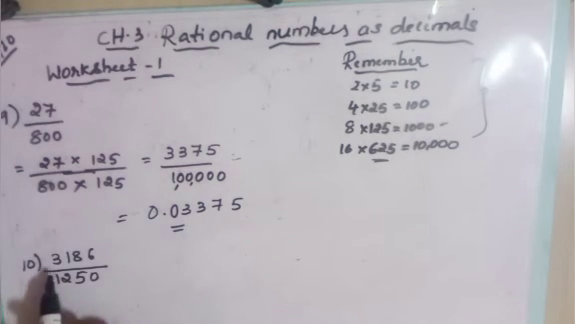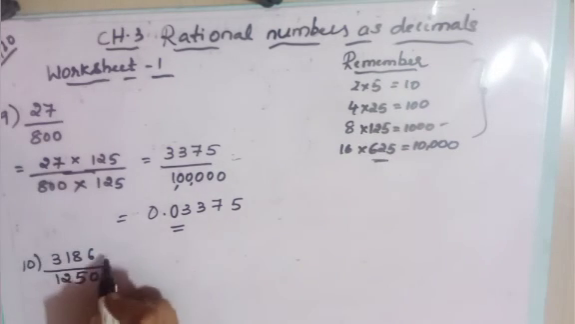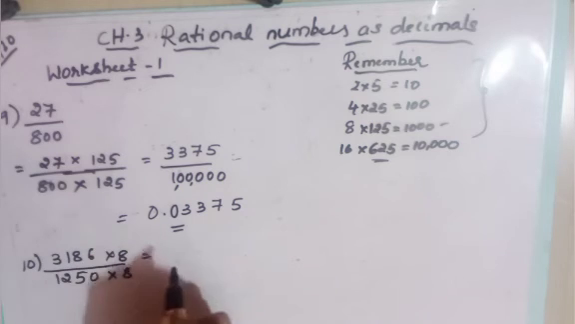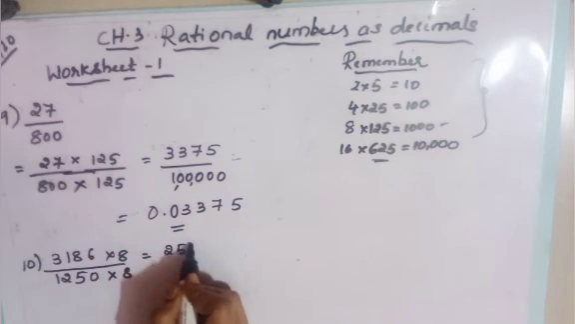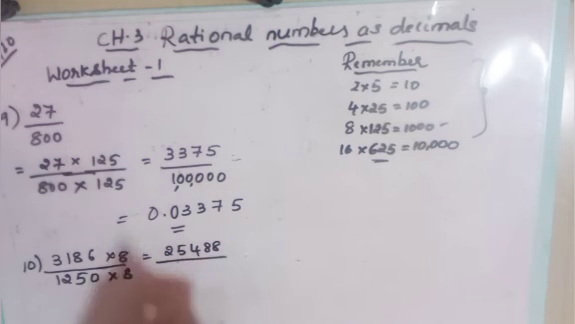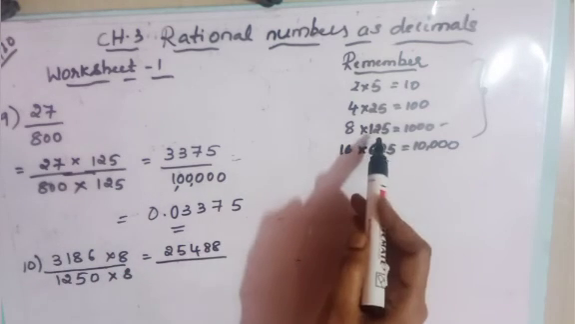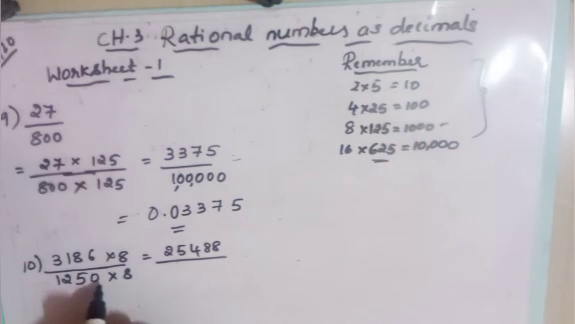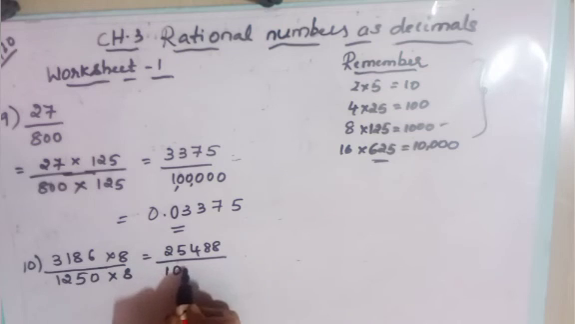Next, let us solve the next one, that is 3186 divided by 1250. So we have to convert it into the decimal form. See here, for 125 we have to multiply with 8. So multiply numerator and denominator with 8. When we multiply 3186 into 8, we'll get 25,488. When we multiply 125 with 8, we get 1000, so when we multiply 1250 into 8, we'll get 10,000. So 4 zeros, that is 10,000.